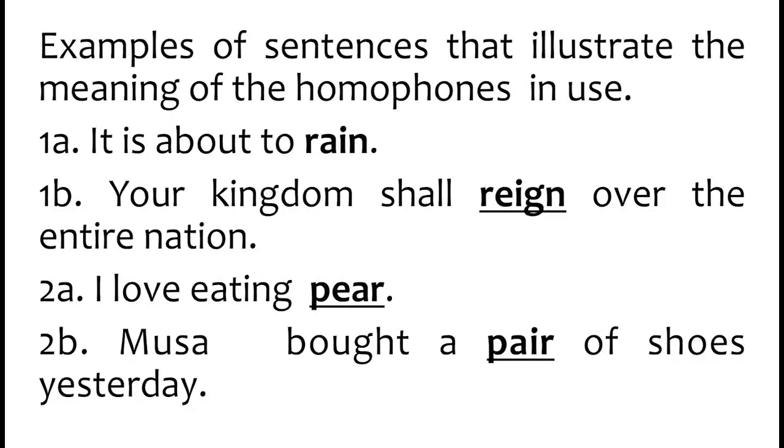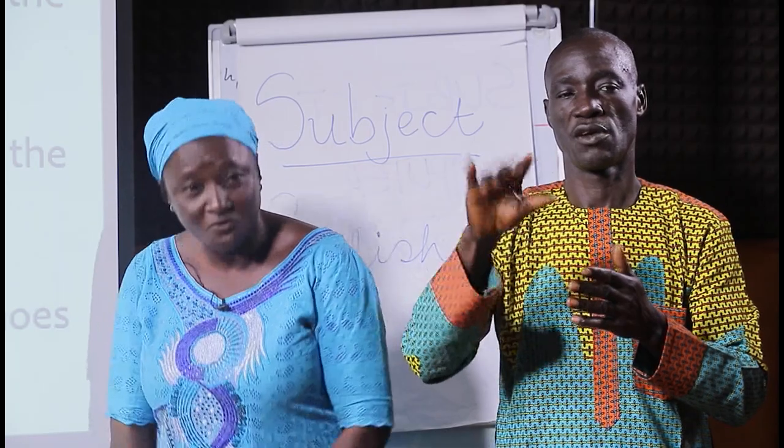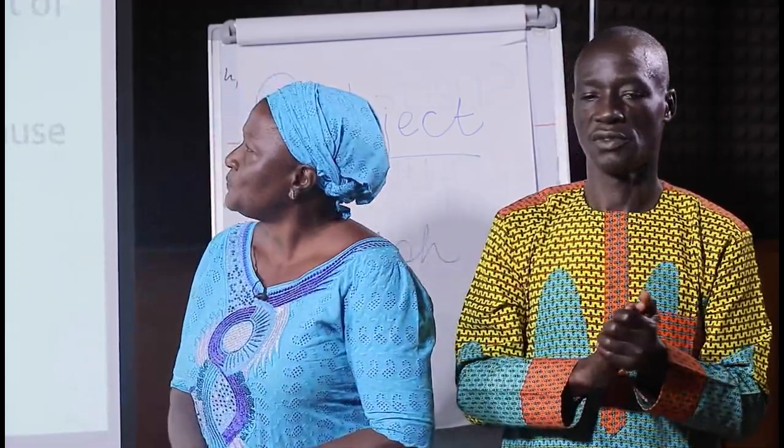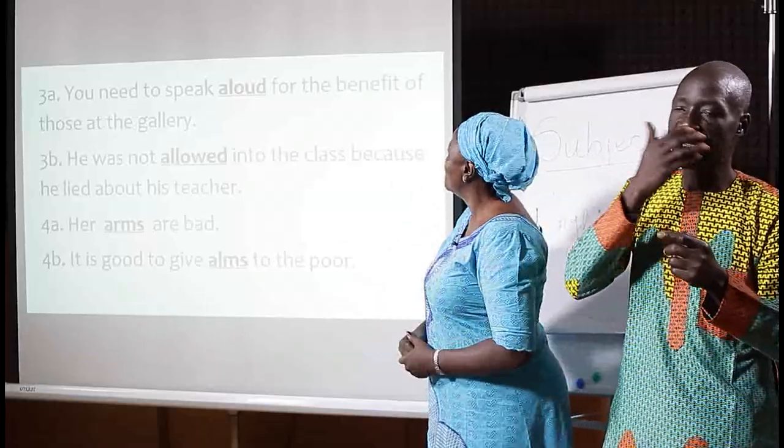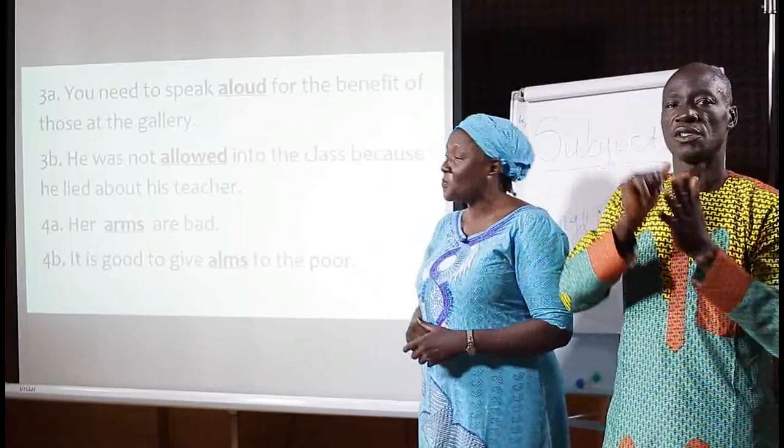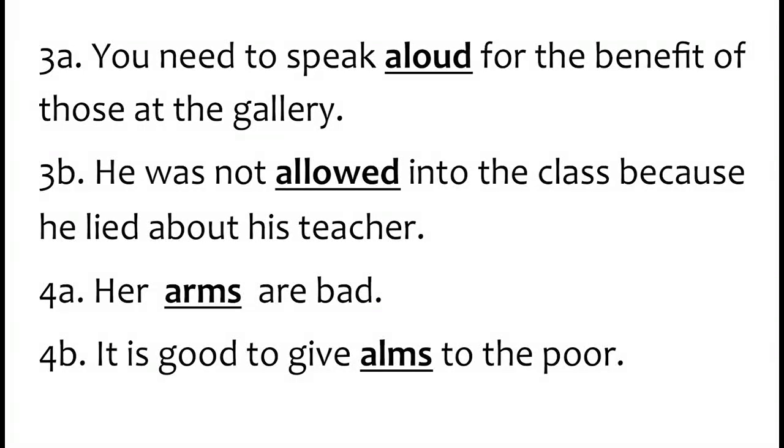Number one, it's about to rain. That's R-A-I-N. 1B, your kingdom shall reign over the entire nation. That's R-E-I-G-N. 2A, I love eating pear. That's a fruit, P-E-A-R. 2B, Musa bought a pair of shoes yesterday. That's one pair of shoes yesterday. You need to speak aloud for the benefit of those at the gallery. Then he was not allowed to enter the class. Her arms are bad. Then it is good to give alms to the poor.